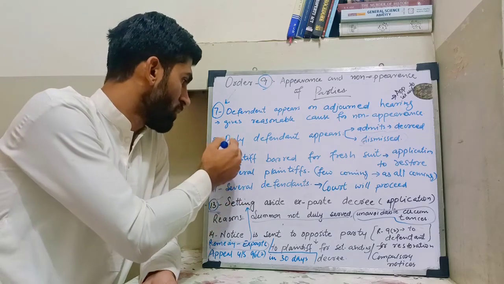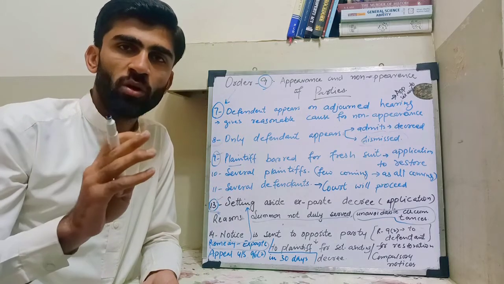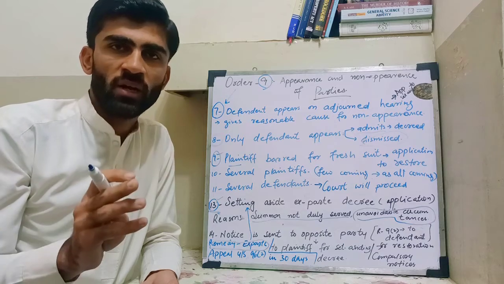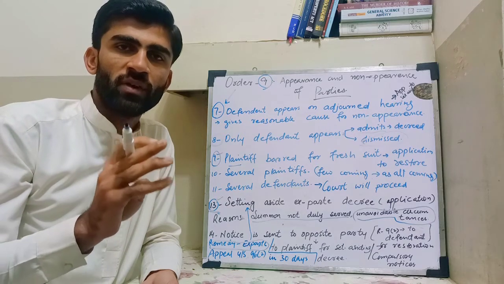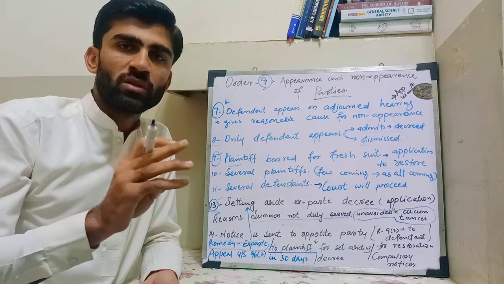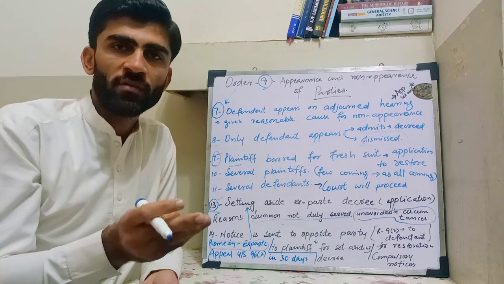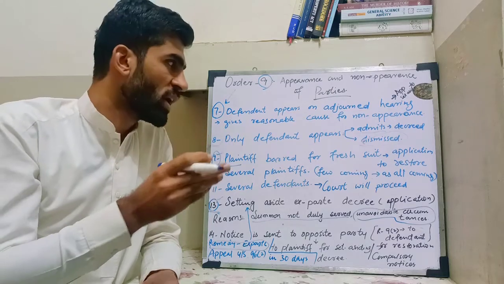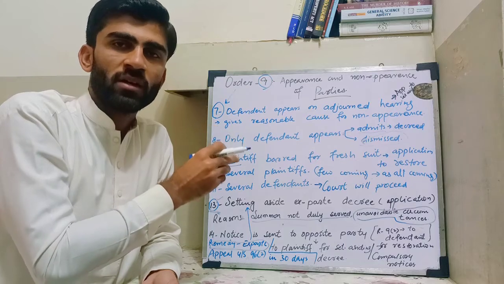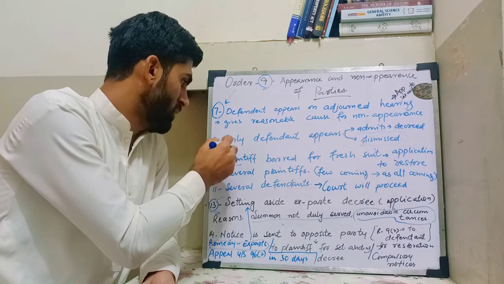So this is the procedure when only the defendant appears. If he admits the whole claim, the whole plaint will be decided in favor of the plaintiff. If the defendant admits a part, that part of the plaint will be decided in favor of the plaintiff, and the rest will be dismissed. If he does not admit any claim, then the suit will be dismissed. So this was about Rule number 8.